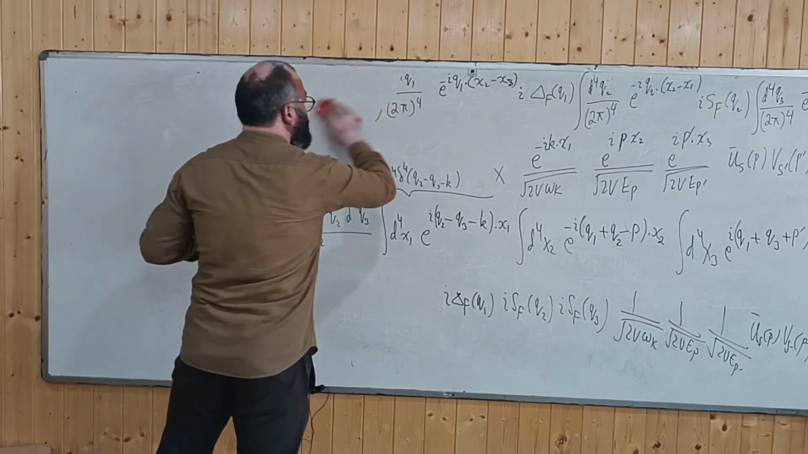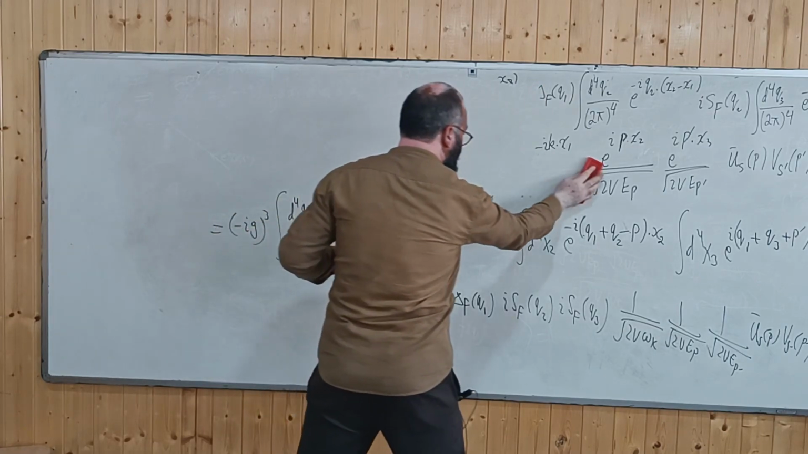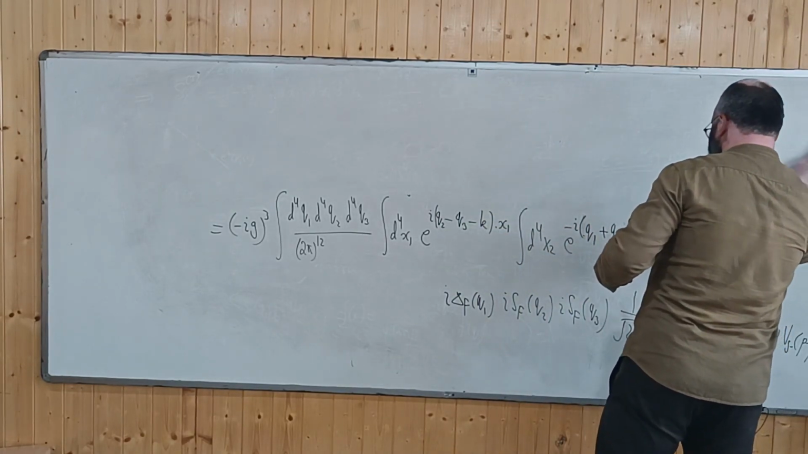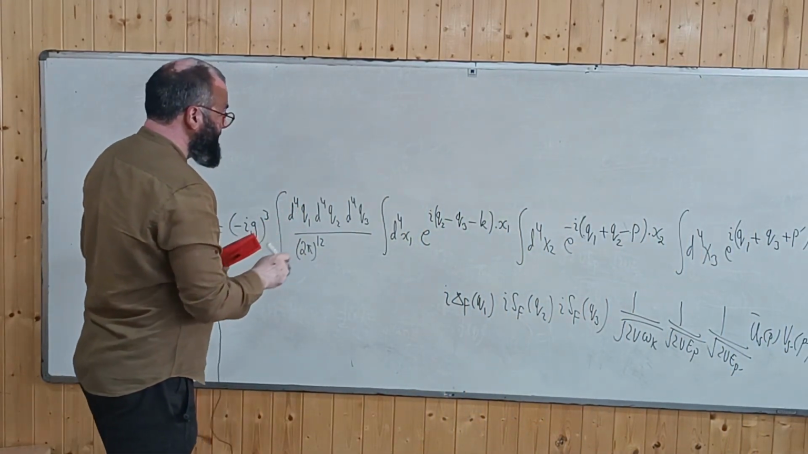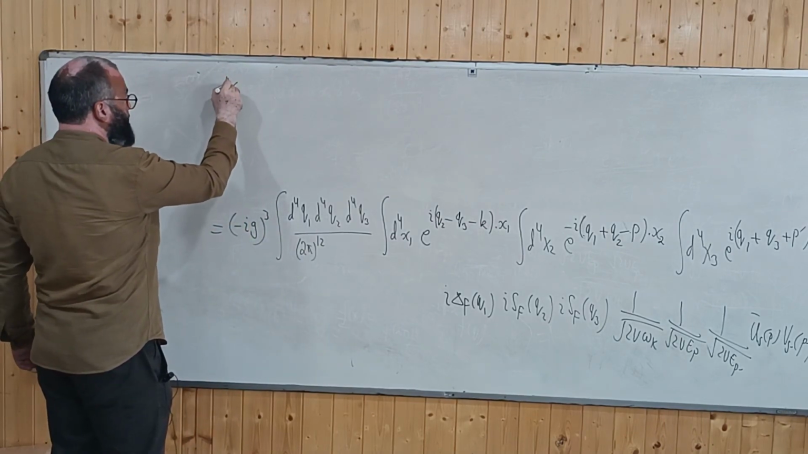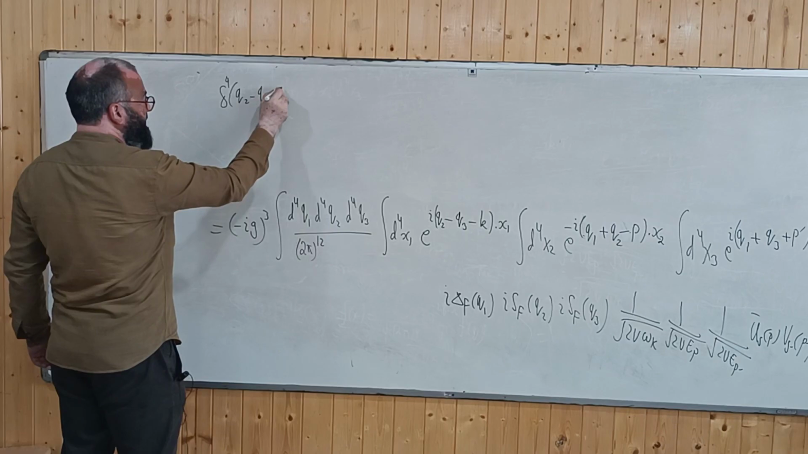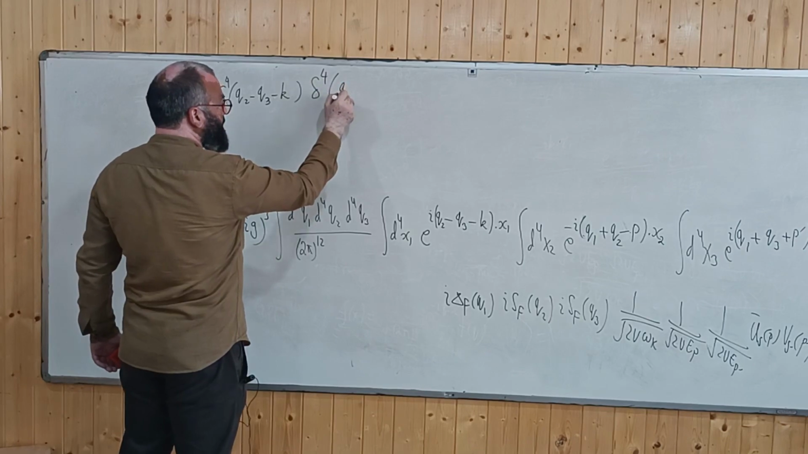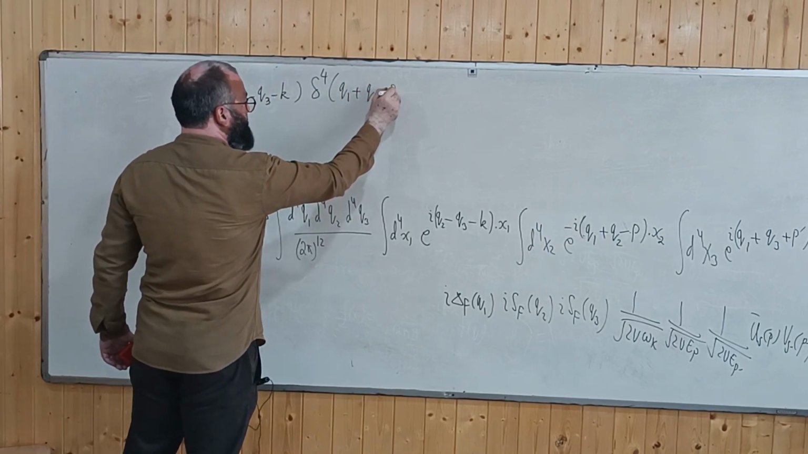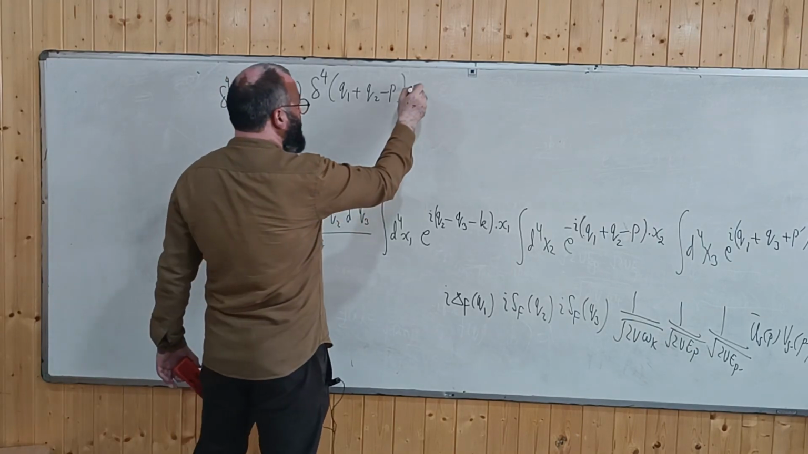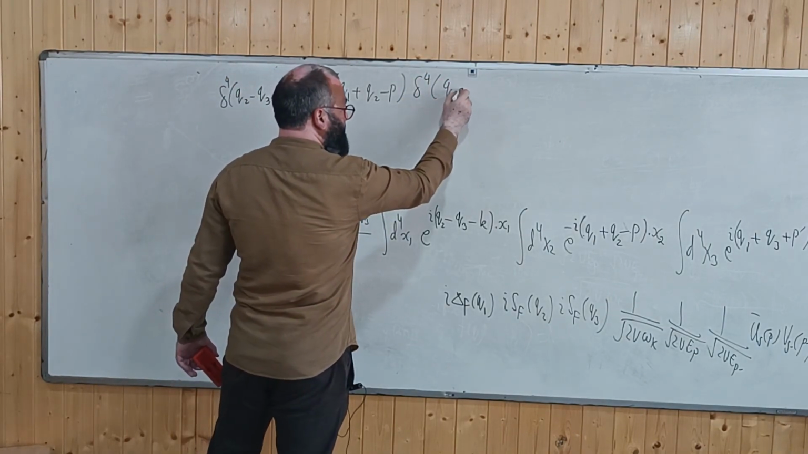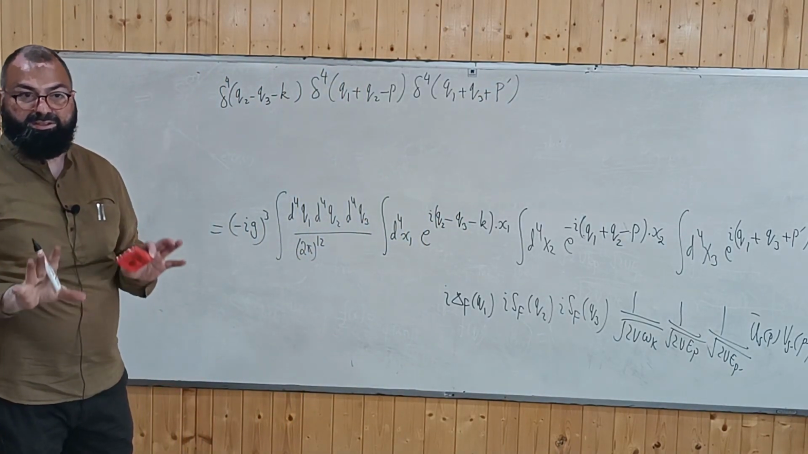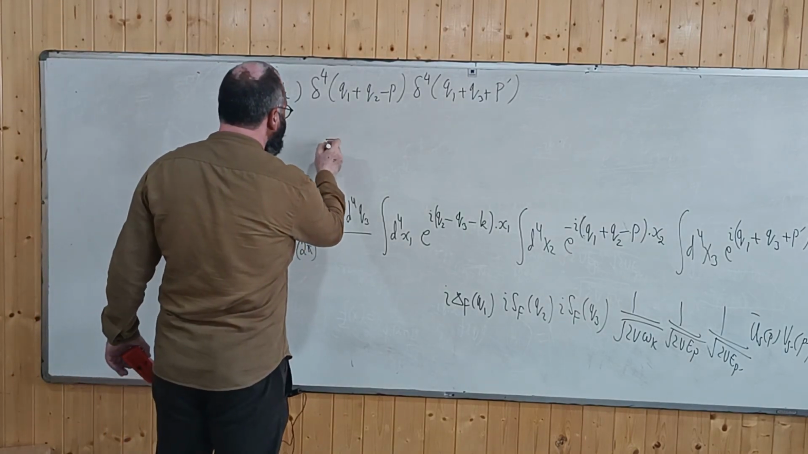So let me write first the delta functions. So what are the delta functions coming up? The one delta function is delta 4 of q2 minus q3 minus k. Clear? Because they are all in the product, then delta 4 of q1 plus q2 minus p. Is it? Then what is the delta function coming? Delta 4 of q1 plus q3 plus p prime. Okay?